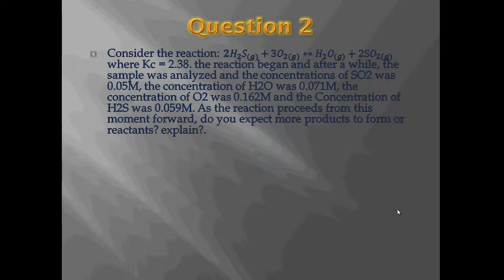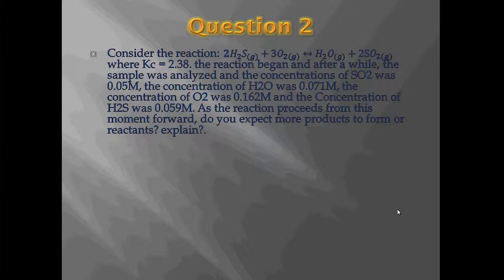Question 2. Consider the reaction 2H2S plus 3O2 is equal to 2H2O plus 2SO2, where Kc is equal to 2.38. The reaction began, and after a while, the sample was analyzed and the concentration of SO2 was 0.05. The concentration of H2O was 0.071, the concentration of O2 was 0.162, and the concentration of H2S was 0.059. As the reaction proceeds from this moment forward, do you expect more products to form or more reactants?